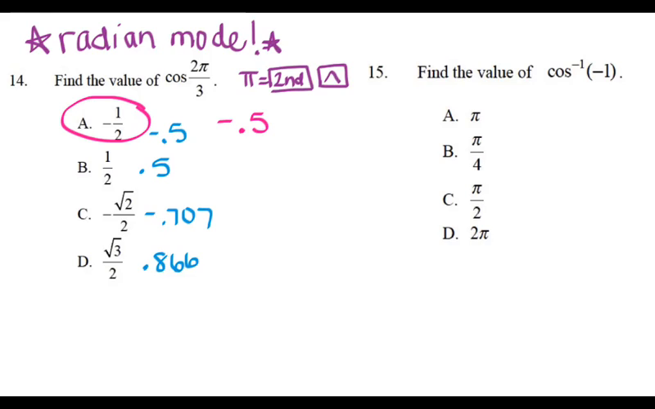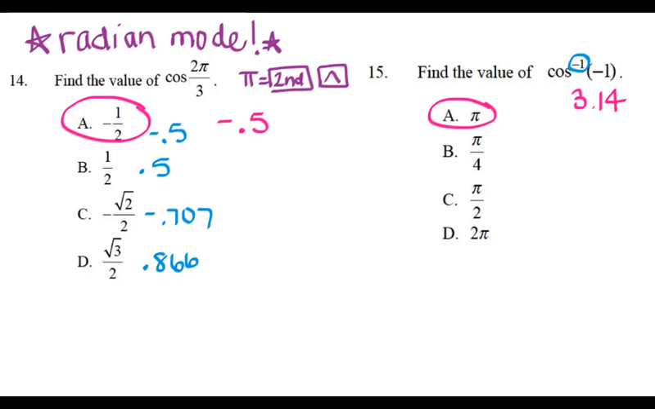For 15, we're going to do the same thing, but if you notice, you've got this little negative 1 sitting on top of your cosine. That's the inverse cosine. So you're going to start by hitting second first, and then cosine of negative 1. And then you hit enter, and that is going to give you 3.14. 3.14 we all know is an approximation for pi, so your answer is going to be A.